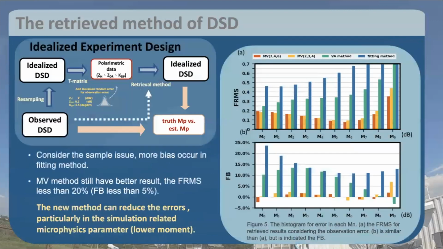For the idealized experiments, the new moment-based variational method can get very high accuracy, in both the high moment and the lower moment, compared with the traditional retrieval method. So the new method can not only reduce the error, but we can also get very high accuracy of the simulated microphysics parameters such as the liquid water content and the total concentration.